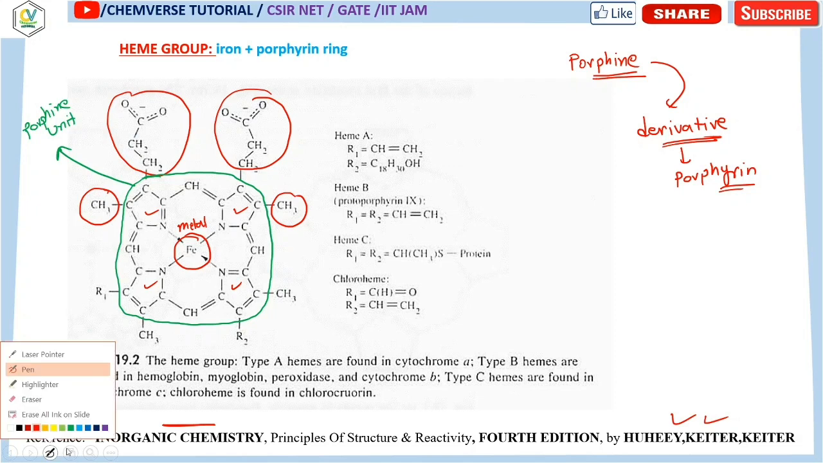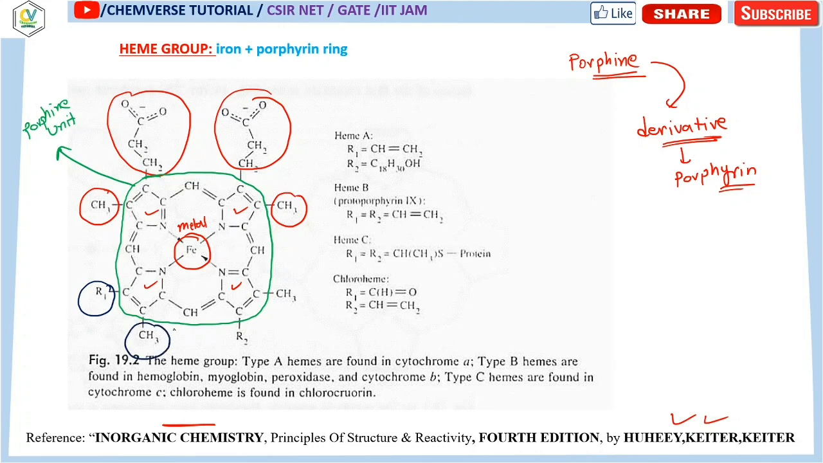Now apart from that, around this porphyrin ring there are so many substituents, like the methyl substituent, R1, R2. These are different substituents which make the porphyrin. You know that porphyrin is nothing but a derivative of porphine. Now, what is the heme group? When porphyrin is attached with iron, it produces the heme group.